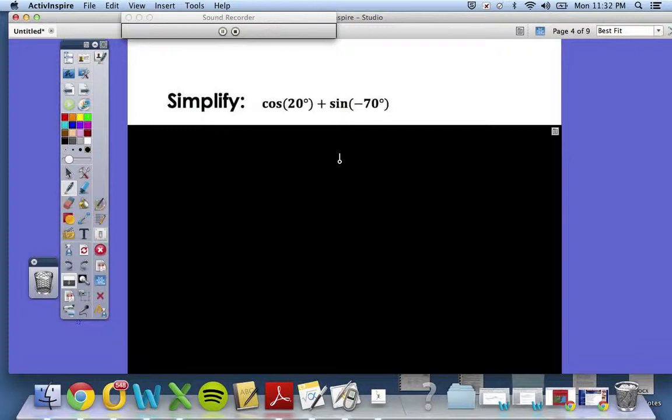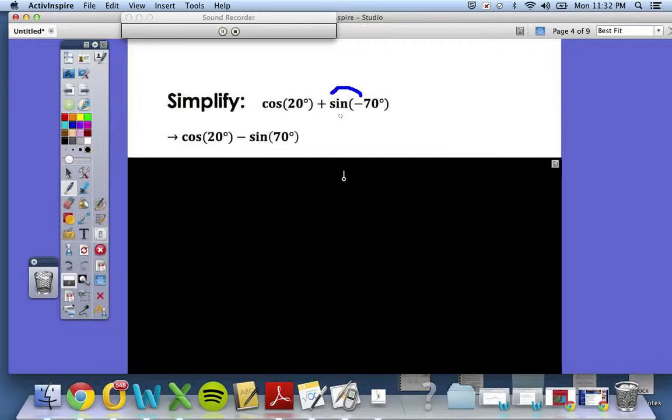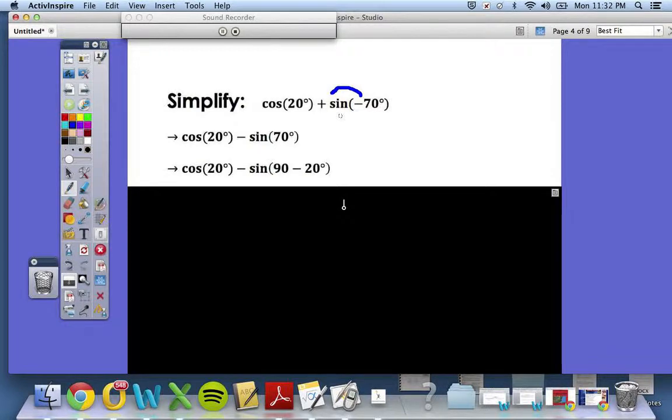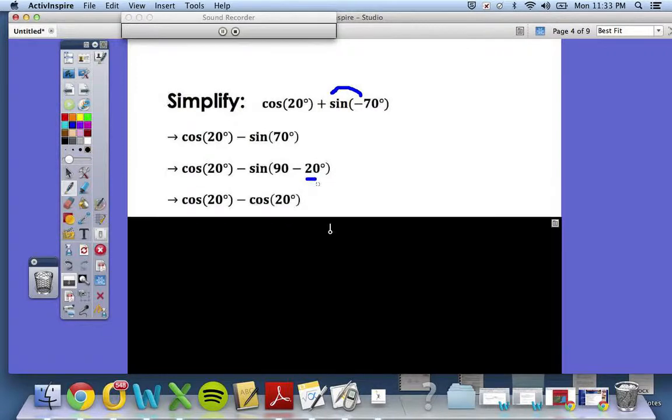Cosine of 20 degrees plus sine of negative 70 degrees. Well, since sine's an odd function, I'll pull that negative out. That leaves cosine of 20 minus sine of 70. I'll rewrite sine of 70 as sine of 90 minus 20. I could have just as well rewritten cosine of 20 as cosine of 90 minus 70. And in the next step, I'll use my cofunction identity. Sine of 90 minus any angle is equal to cosine of that angle. So sine of 90 minus 20 is equal to cosine of 20. And cosine 20 minus cosine 20 is equal to 0.